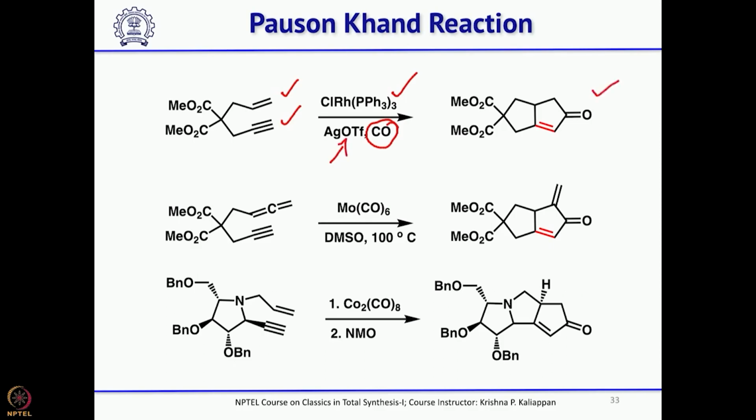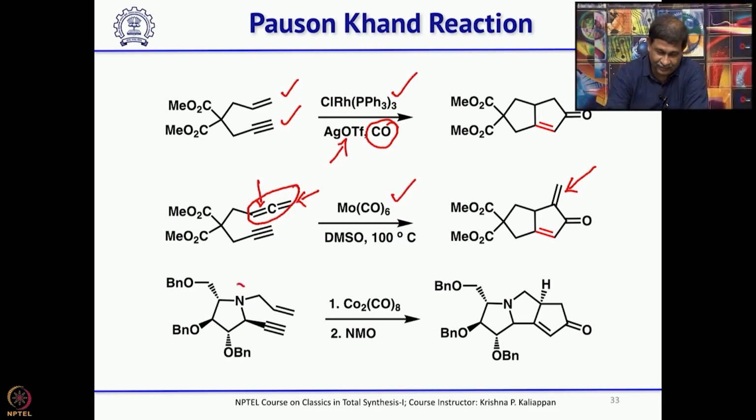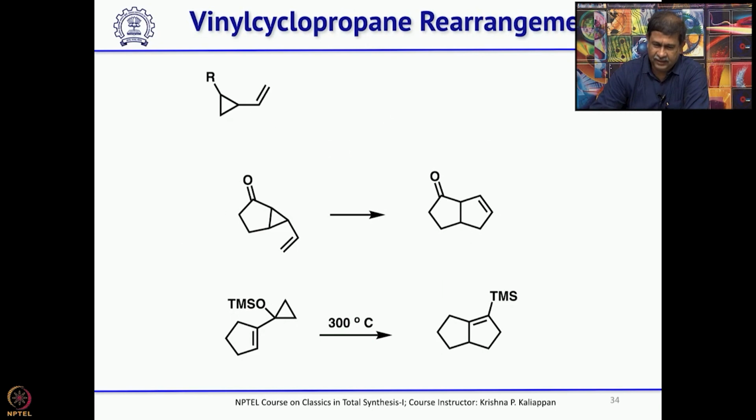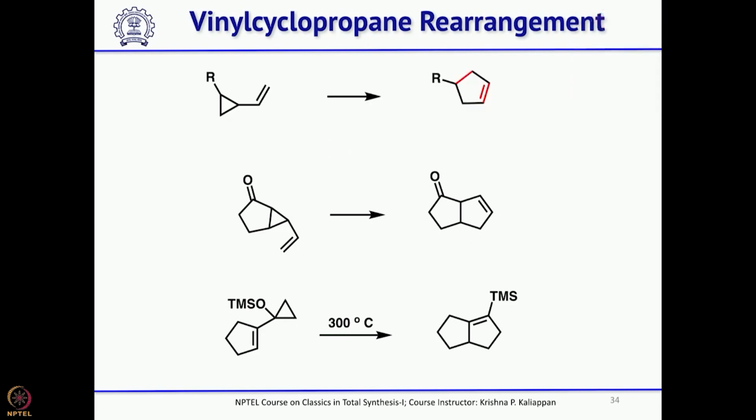to get the corresponding bicyclic compound. One can also use molybdenum hexacarbonyl in DMSO, and if you reflux at 100 degrees you can do the same thing. This is an interesting combination where instead of a double bond you have an allene. The internal double bond undergoes the Pauson-Khand reaction, and the terminal double bond becomes an exocyclic double bond in this case. One can also use this for heterotriquinanes. In this particular case you have a nitrogen, and one could make azatriquinanes using the Pauson-Khand reaction as the key reaction.